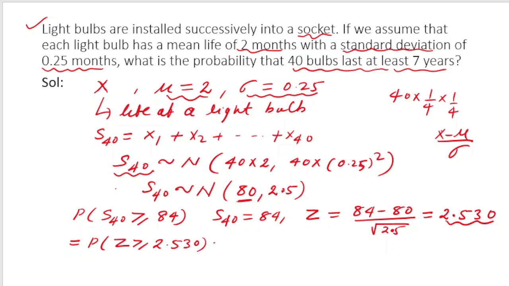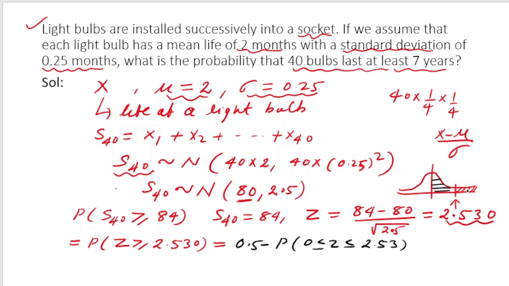Since we are using the normal distribution curve table where the probability to the right of 0 is given, if I call this point 2.530, I have to calculate the probability in the region to the right of it. In the table, it is given as the probability from 0 to this point, right? So I can write this as 0.5 minus the probability from 0 to 2.53.